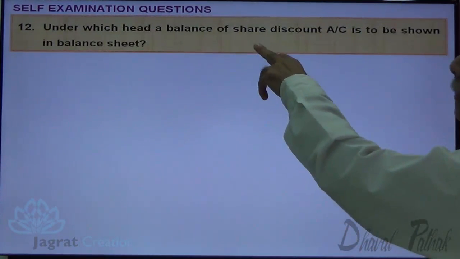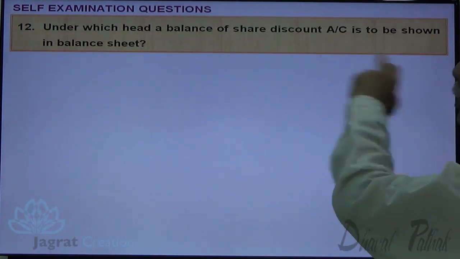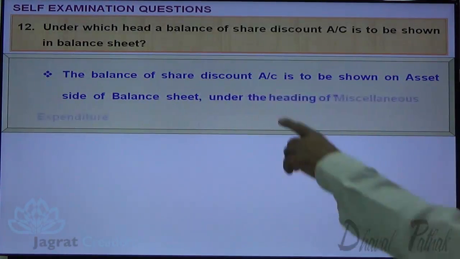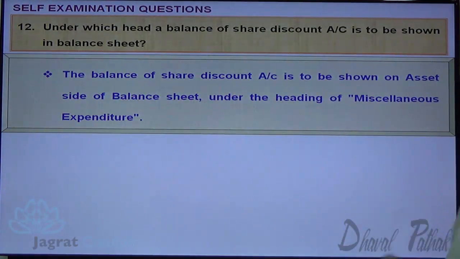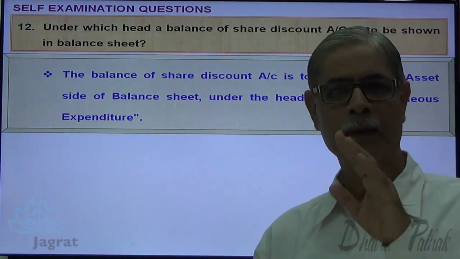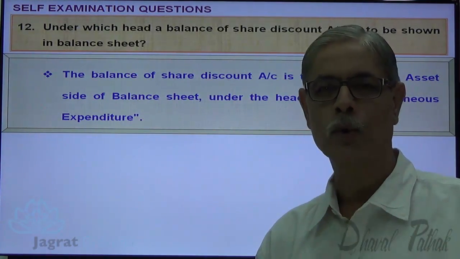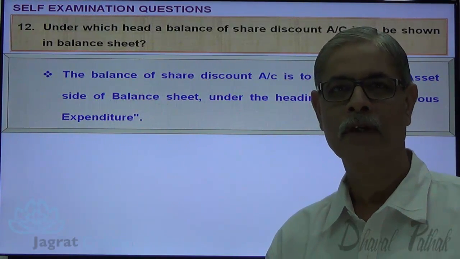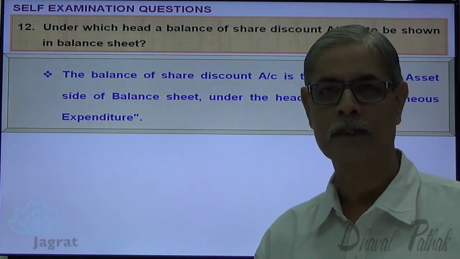Under which head is the balance of share discount account to be shown in the balance sheet? The balance of share discount account was to be shown on the assets side of the balance sheet under the heading of business expenditure. This provision has already changed. As per revised Schedule 6 and the new Schedule 3 of the new company code, this is not the manner in which the share discount account is to be reported. It has to be reported under the title of reserves and surplus.